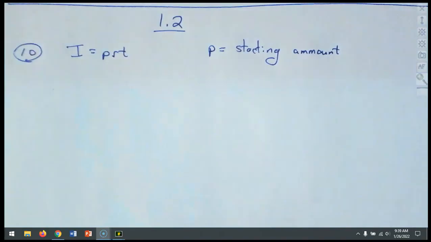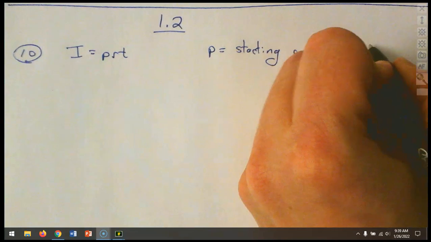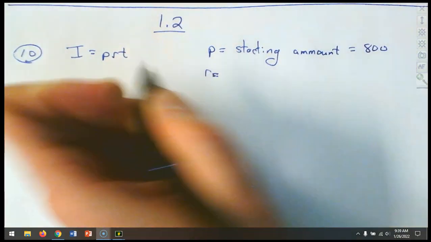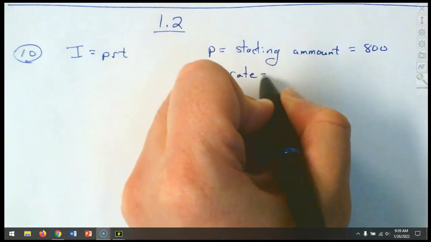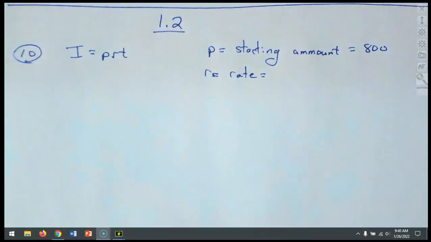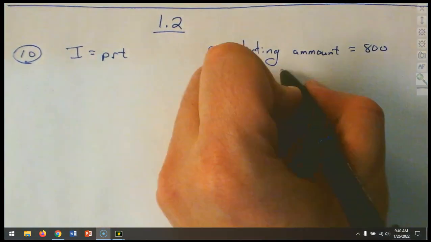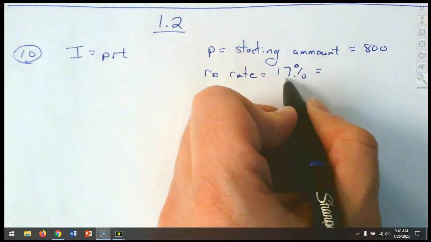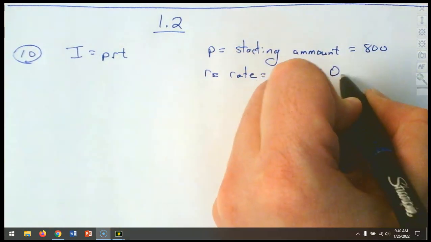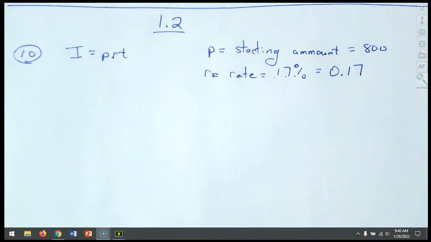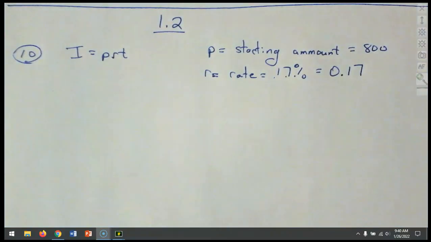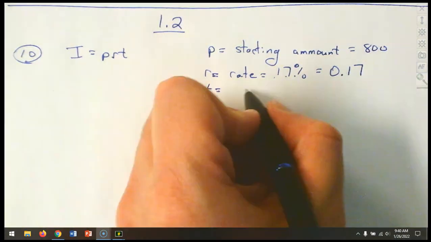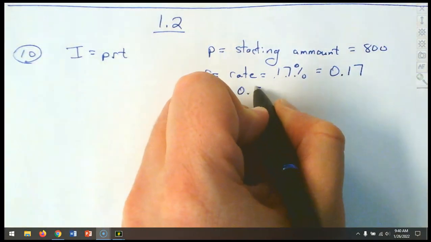And in this case, we start off with $800. We have a percentage rate, R, of 17%. And as a decimal, we want the decimal equivalent. Move it over 2 spots. So that's 0.17 as a decimal. And then we've got our time. Now we don't use the months, we use the years. So our time in this case would be 0.5.